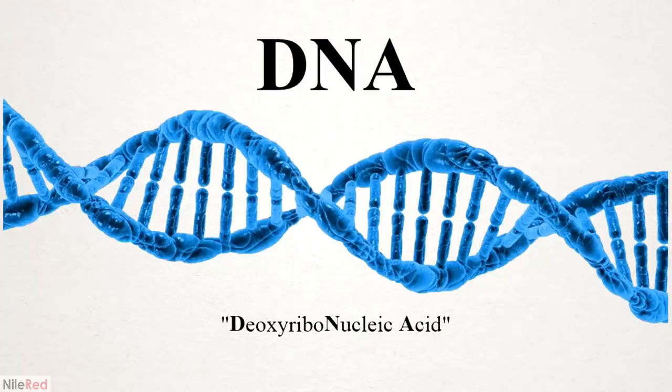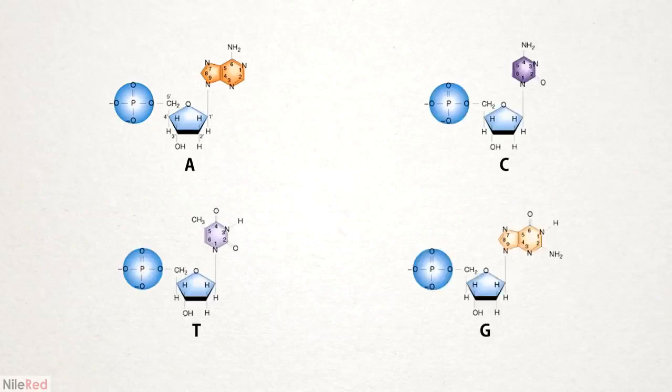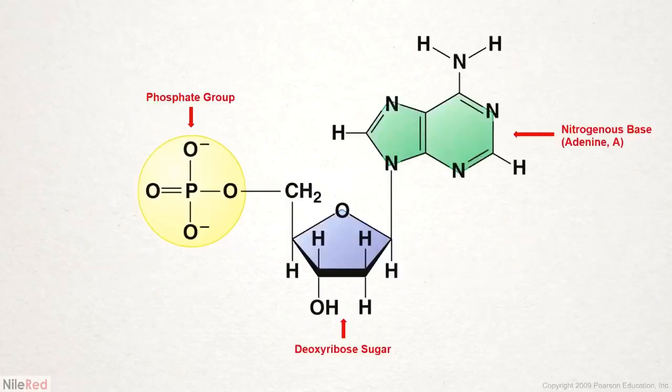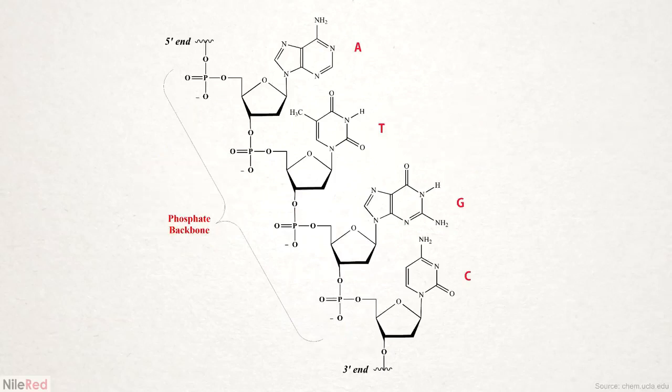Deoxyribonucleic acid, or DNA for short, is the molecule that carries the genetic information in all living organisms. In terms of structure, DNA is a polymer that's made of 4 subunits known simply as A, C, T, and G. Each of these subunits has 3 main components: a unique nitrogenous base, a phosphate group, and a sugar. They connect together through their phosphate groups to form these long polymer chains, which are the basis of DNA.